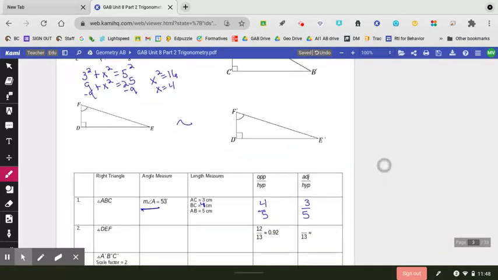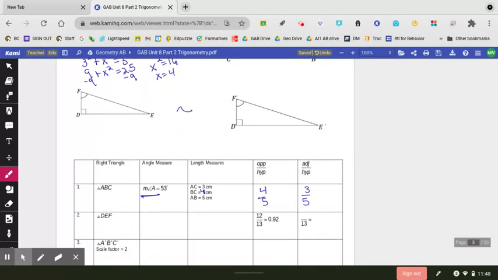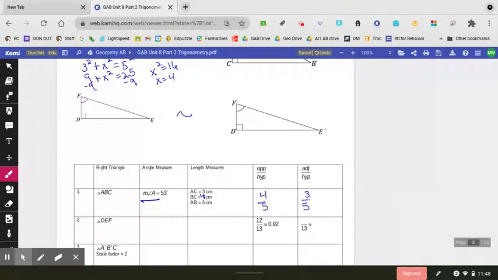Now we're going to do the same thing for DEF, except this time I need to tell you which reference angle. Oh, I'm doing the marked angle. So angle F is our reference angle. And I know that my opposite over my hypotenuse is 12 over 13. So if F is our reference angle, our hypotenuse has to be 13 and DE has to be 12. So that tells me that DE equals 12, FE is 13. Now we need to find FD.